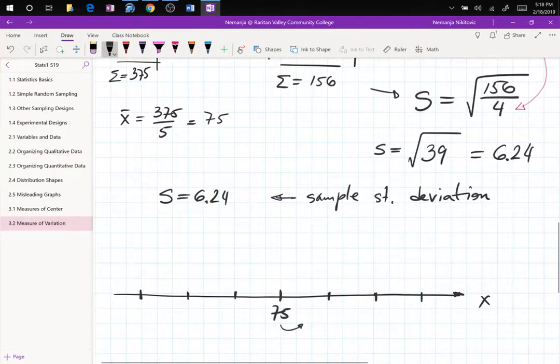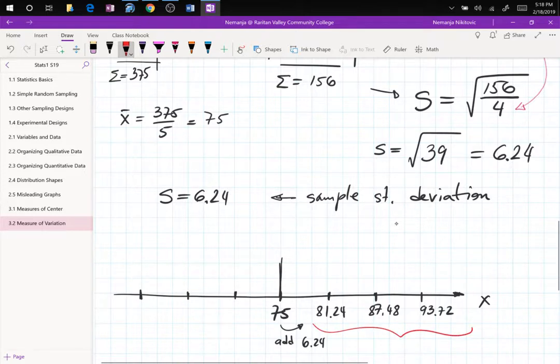So this way we're going to add 6.24. When I add this, it's going to be 81.24. Then I add another one of these, so that's going to be 87.48. And I'm going to add this again for 93.72. So these are 3 standard deviations to the right.